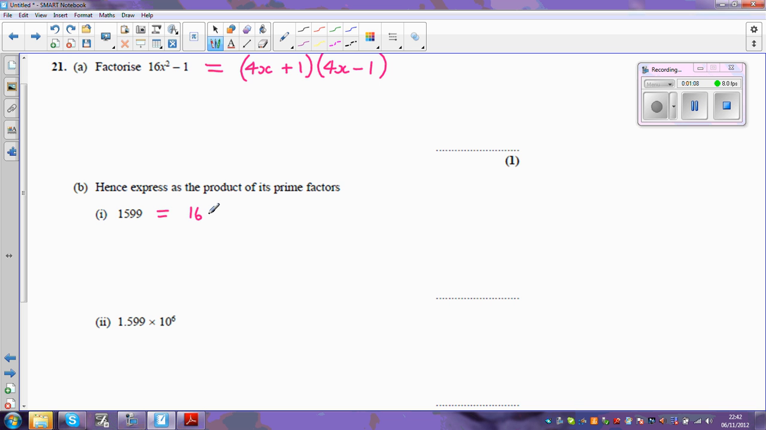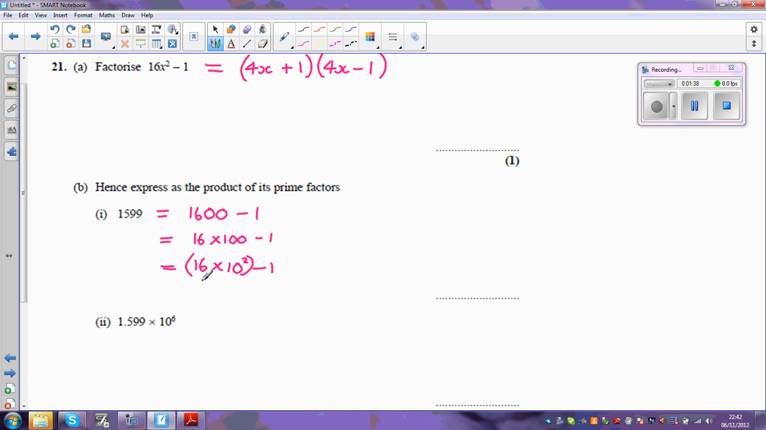1,599 is the same as 1,600 take away 1. And if I think of 1,600 take away 1 as 16 times 100 take away 1, all I'm doing is comparing these two and trying to see the similarity between the two. And notice that 100 is actually 10 squared. So this is the same as 16 times 10 squared take away 1. If you like, I could put that in a bracket to make it a bit clearer.